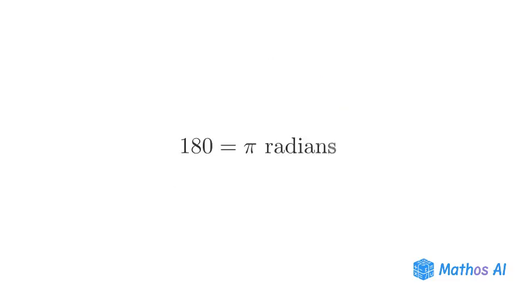The key to converting between them lies in this fundamental truth. 180 degrees is exactly equal to pi radians. This means we can create a simple conversion factor. To go from degrees to radians, we multiply by pi over 180. And to convert radians back to degrees, we use the inverse. Multiply by 180 over pi.